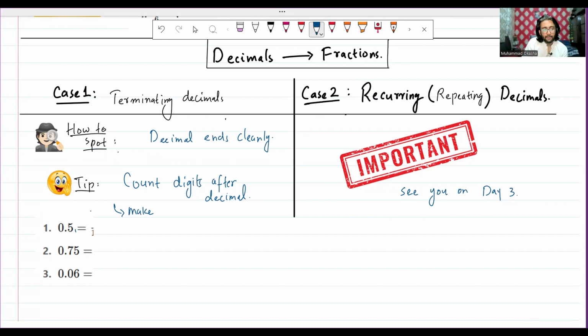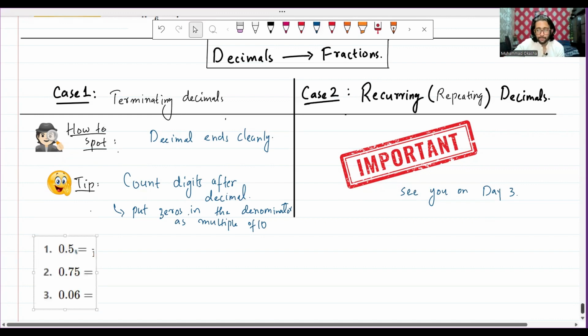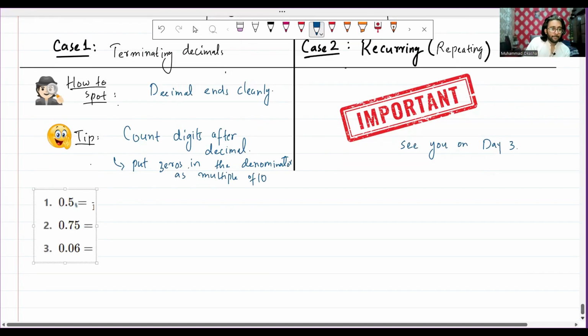Once you're done counting, whatever the number you get, let's say you get 4 digits after the decimal, then put this number of zeros in the denominator as a multiple of 10. What do we even mean by that? Well, how many decimal places is this? 0.5 is just one decimal place, I'll write 5. One decimal place, I'll write it as 10.